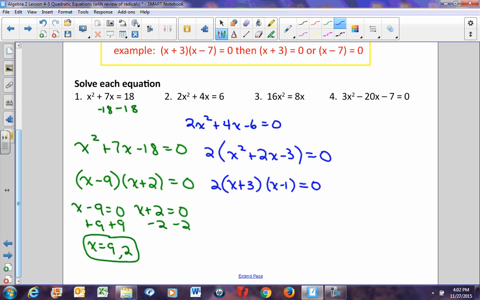I'm going to put that 2 back now. So now I've factored that entire equation. Now to set this equal to 0. 2 does not equal 0. There's no variable there, so you ignore it because there's no variable associated with the 2.